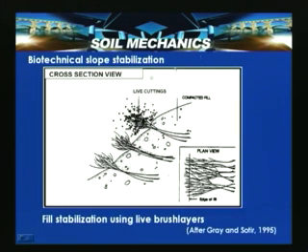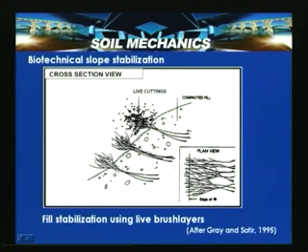Now, another technique which is conventionally used, but which we never looked into in detail, and which is picking up in the recent past, is called biotechnical slope stabilization. This is a part of bioengineering, where live brush layers are used for stabilizing the slope. The cross section is shown here, and this is the plan view.